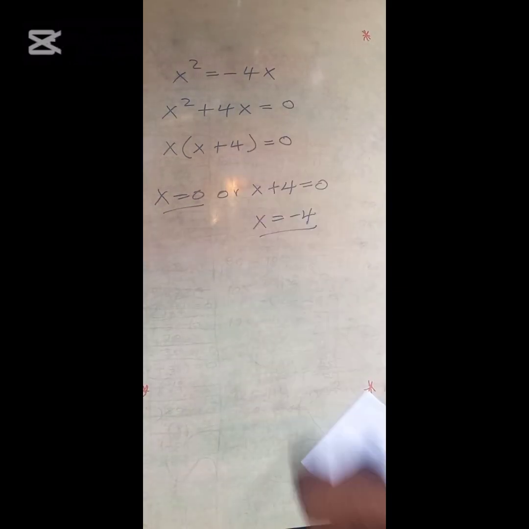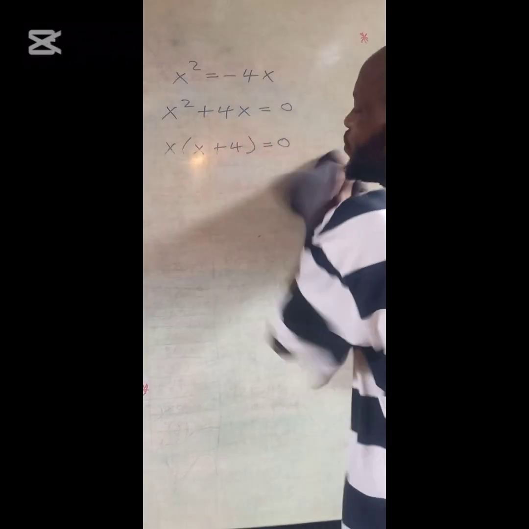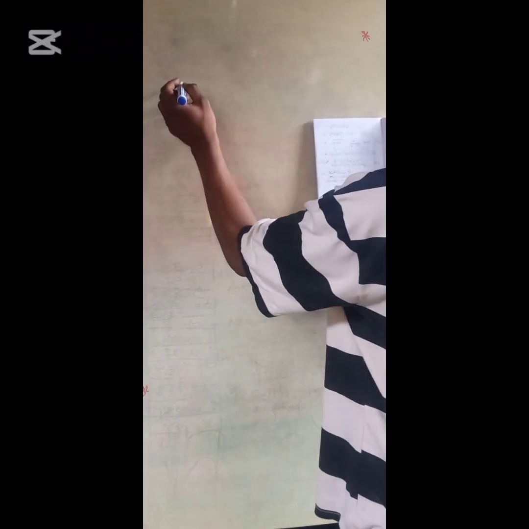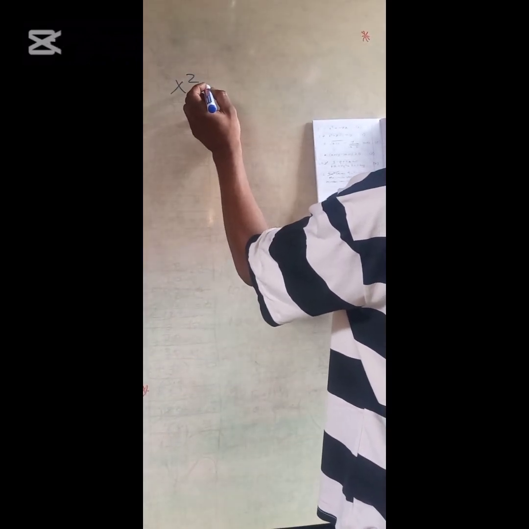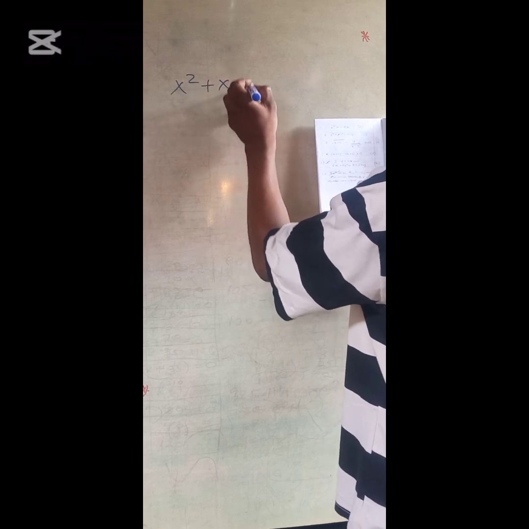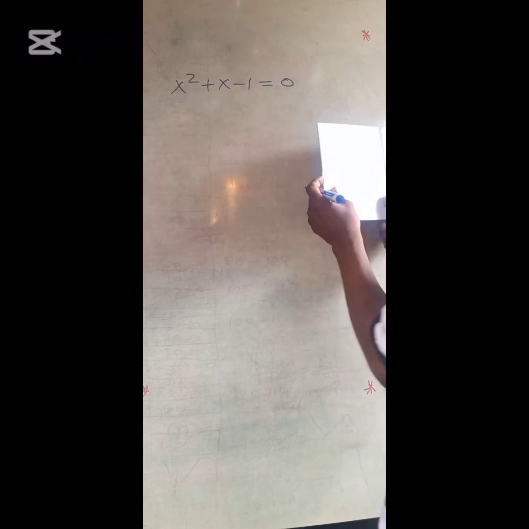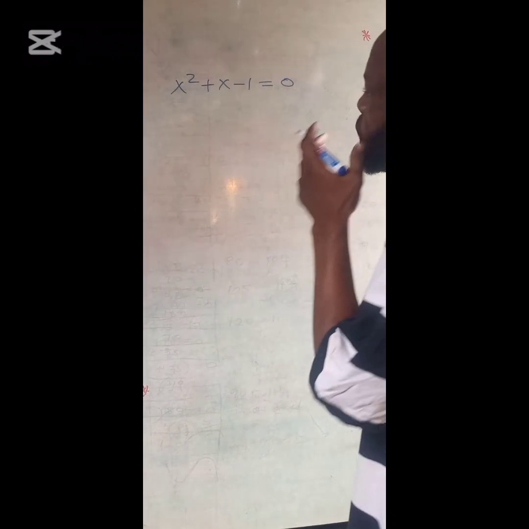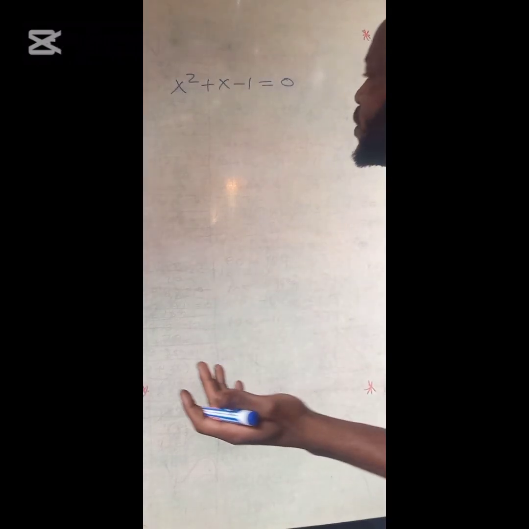We go back to the original equation and plug in these values. We will get the confirmation that this is the correct answer. The second question was x squared plus x minus 1 is equal to 0. It was also 3 marks. Here they said we must give the answer to two decimal places.